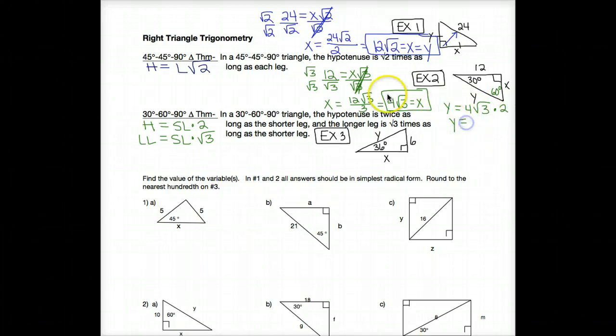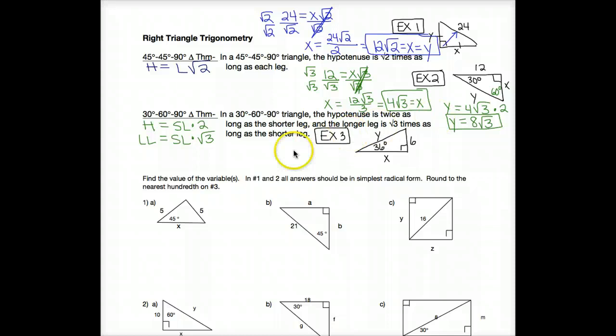Remember that just like we don't reduce radicals with plain numbers, you don't multiply radicals times plain numbers. Plain number times plain number, 4 times 2 is 8, and then radicals times other radicals, which in this case there's only 1, so it stays. So now we know that the value of y is 8 radical 3.